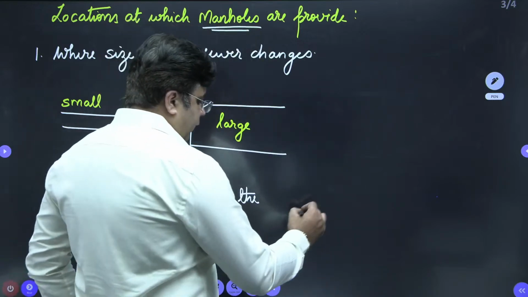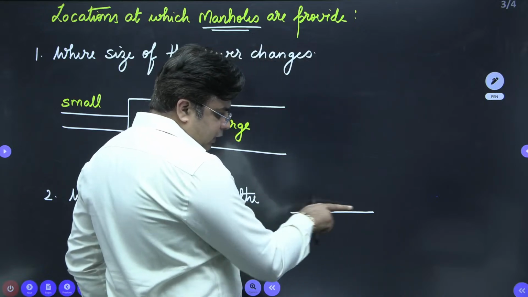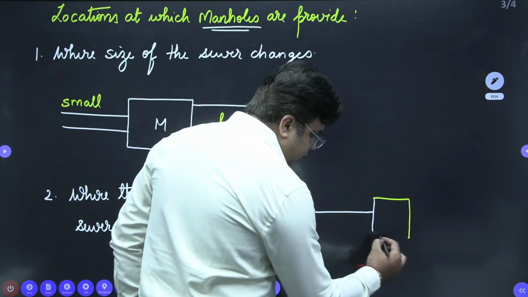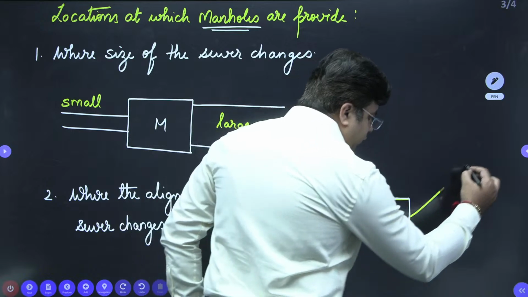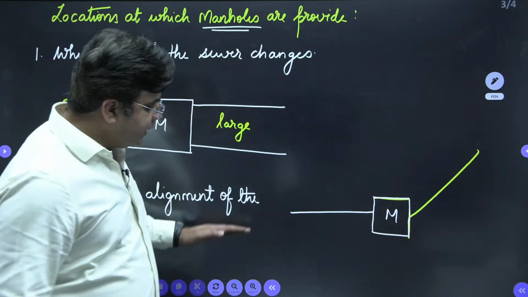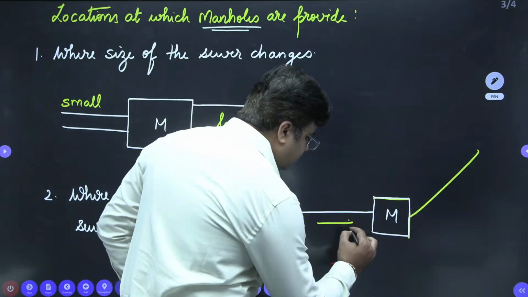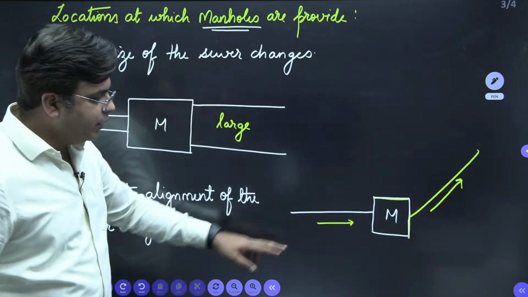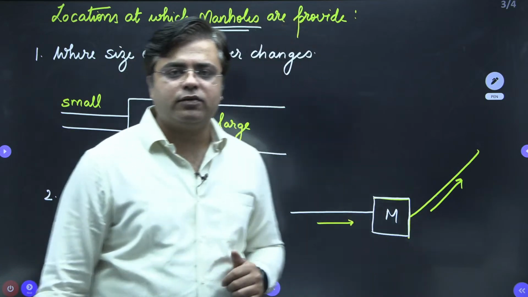For example, if your sewer is going like this, and suddenly you have to change the direction of this sewer line, there you have to provide a manhole like this. This is the manhole that you need to provide. And after that only you can change the direction of the sewer like this. The sewer is moving along this direction, and here the direction changes and now it's moving in this direction. So here you need to provide a manhole. So the second location where you need to provide the manhole is where the direction of the sewer changes.